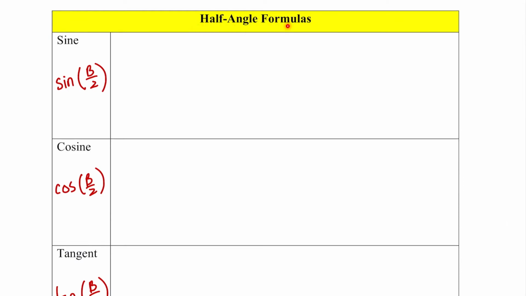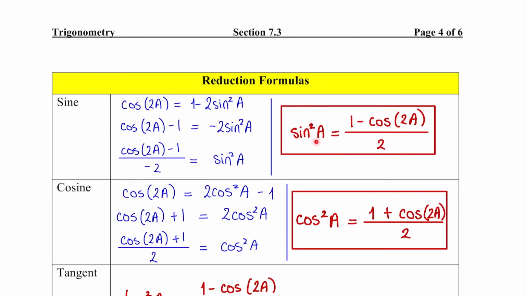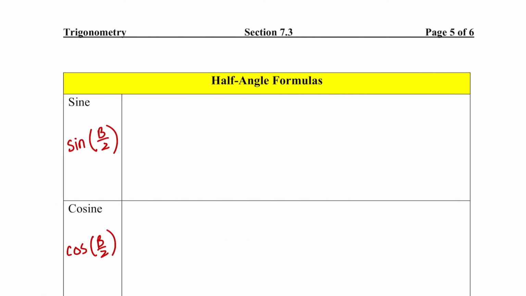Next, we have half-angle formulas. Imagine if you have sine of b over 2, cosine of b over 2, tangent of b over 2. These angles are called half-angles because it has the angle divided by 2. What are you going to do with that? That's why we need to come up with the half-angle formulas. In order to derive the half-angle formula for sine, we are going to use the reduction formula for sine. Sine squared a equals 1 minus cosine of 2a over 2.